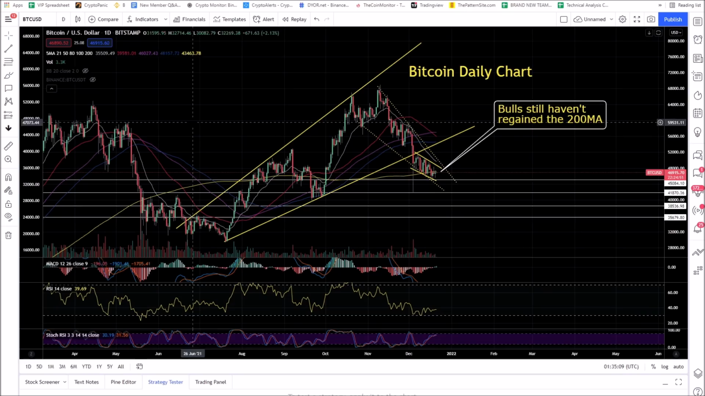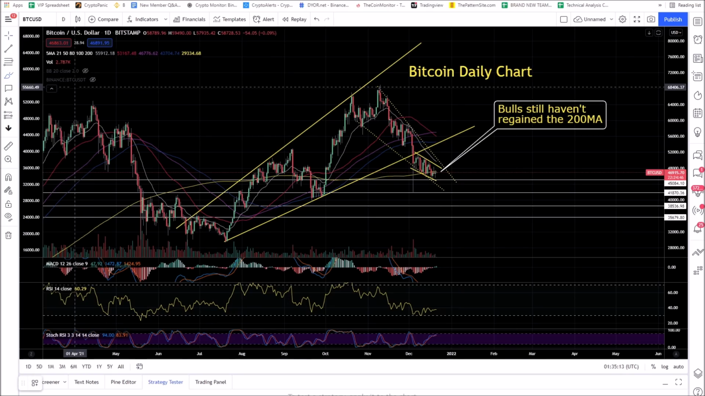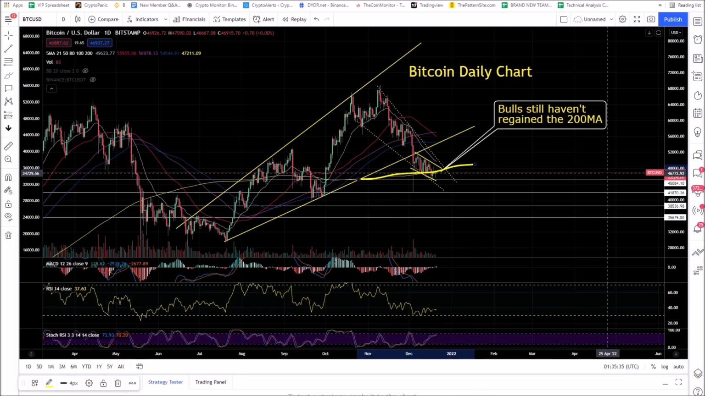On the daily chart, a little bit more information, clues. It's like a 1,000-piece puzzle we're trying to solve here, right? Every day we get a little bit more information. Sometimes max pain in this market is just sideways, right? Nothing's happening. Bitcoin bulls haven't been able to regain the 200 simple moving average on the daily chart. And so, again, you want to see the bulls break and regain the 200.